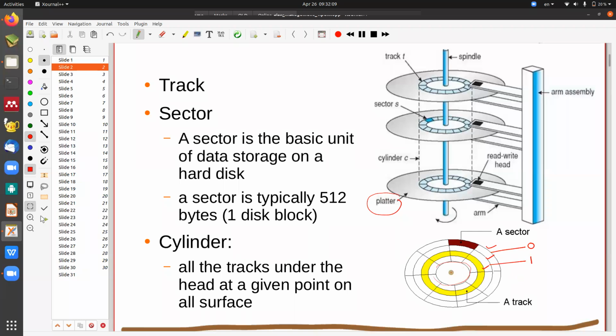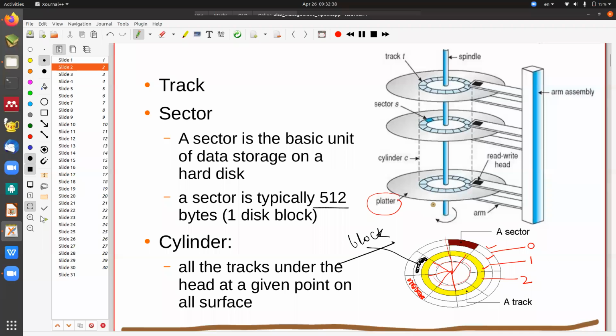And each track will be divided into number of sectors. ऐसे करके divide हो सकता है. Yes, and this part is considered as one sector, and this part will be considered as one sector. Each one becomes a sector, and here the sector is basically called a block. And each block का normal size होता है 512 bytes. समझ में आ गया? Yes, क्या बोला मैं?